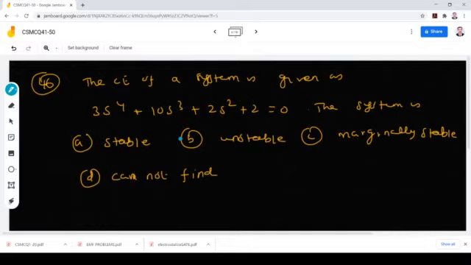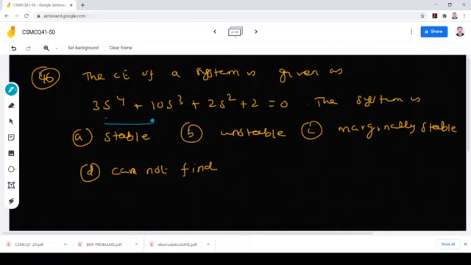The characteristic equation of a system is given as 3s power 4 plus 10s cube plus 2s square plus 2 is equal to 0. The system is... See, they have given the characteristic equation. If they give the characteristic equation, we have to use the Routh-Hurwitz criterion. But here you see 3 s power 4, s power 3, s power 2, and s power 1 is missing. The coefficient is missing.